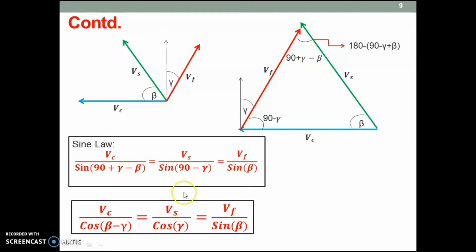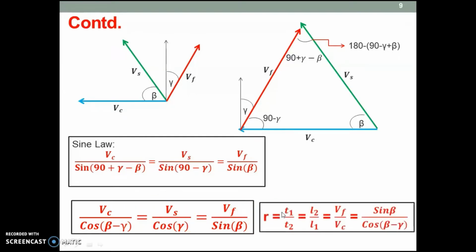Now all three magnitudes, VC, VS and VF, are there. If any one or any two are known, then you can calculate the others, provided we know the angles. So this is the relationship between VC, VS and VF. If any velocity is known, then you can calculate the other two velocities.